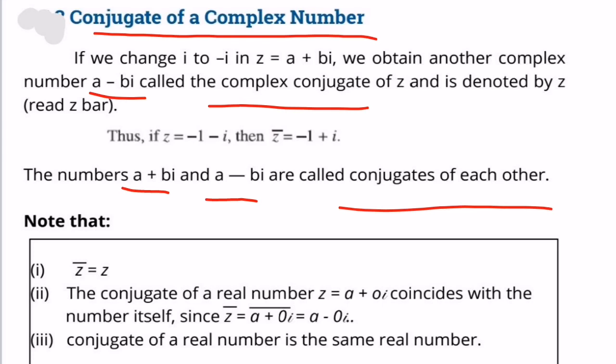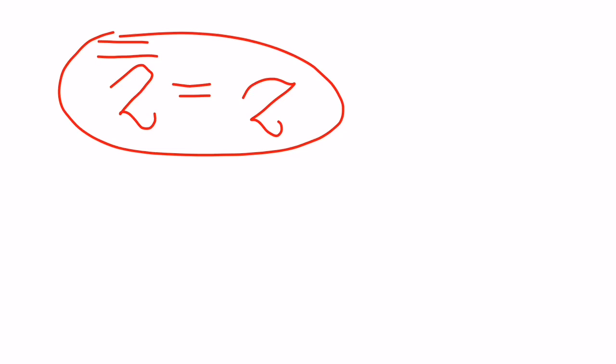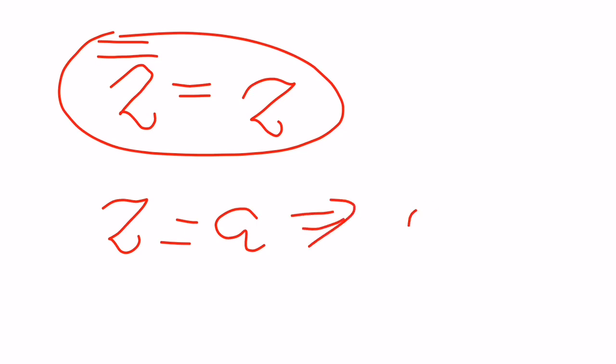There are some properties of conjugate. If we take the conjugate of a complex number twice, we get z again. If z is a real number, then its conjugate does not affect it.